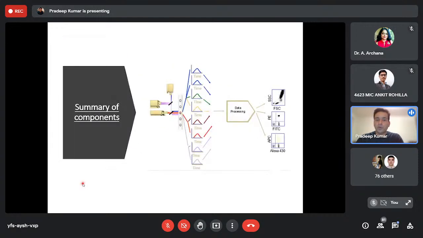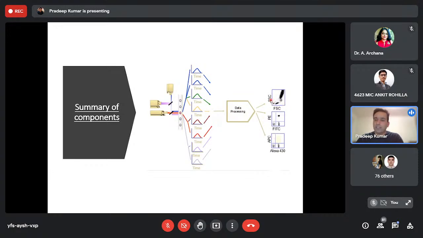So the summary of components is three components: fluidics, optics, electronics. Your cells are flowing through the instrument one by one. They are interrogated by the lasers, and based on different lasers like violet laser, red laser, blue laser, different types of signals will be there. These carry the signal of the blue laser, that's from the green, that's for the yellow, that's for the red, and that's for the violet. All these signals are sent to the electronics of the instrument to give you data in the form of a histogram peak or a dot plot.